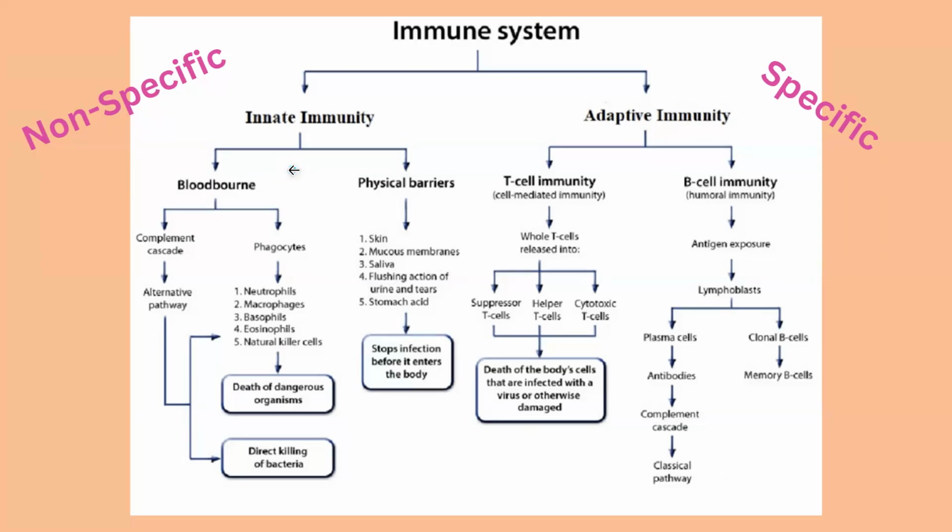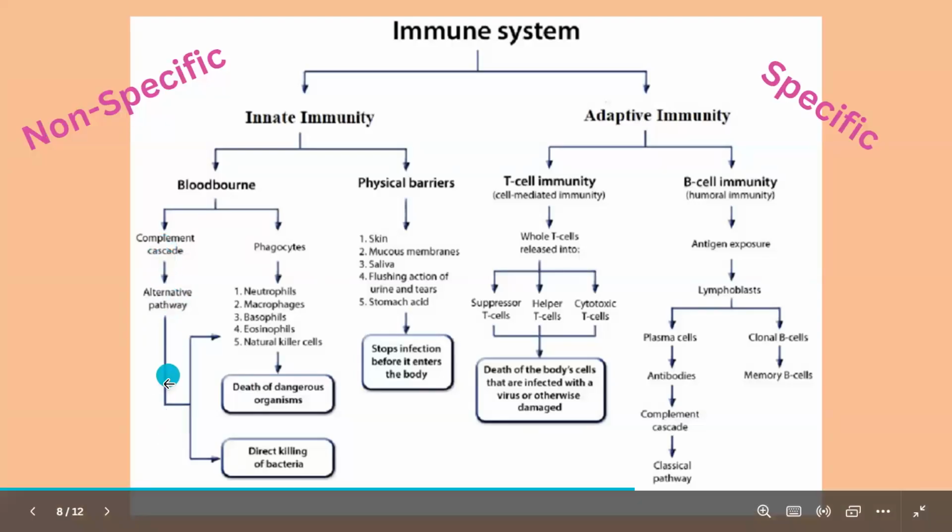The other half of our innate immunity is going to be our blood-borne innate immunity. Some of this stuff we're going to get passed down via genetics and from our mother in the womb. So we have this complement cascade and alternative pathway. That's just natural to the body.